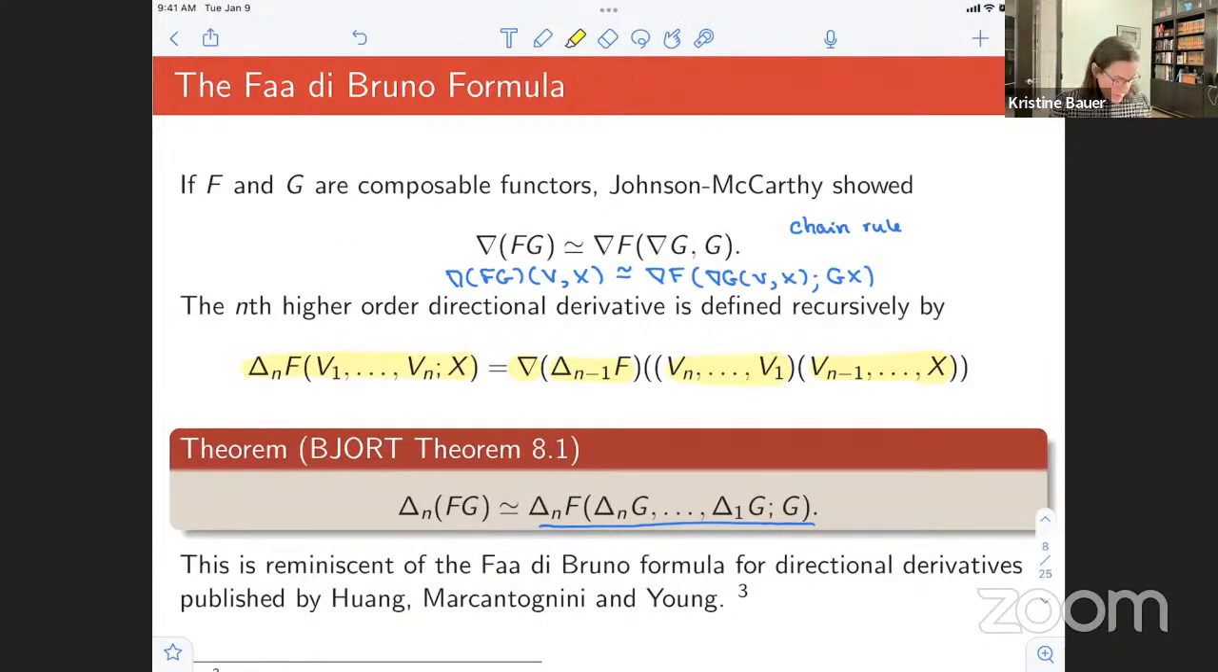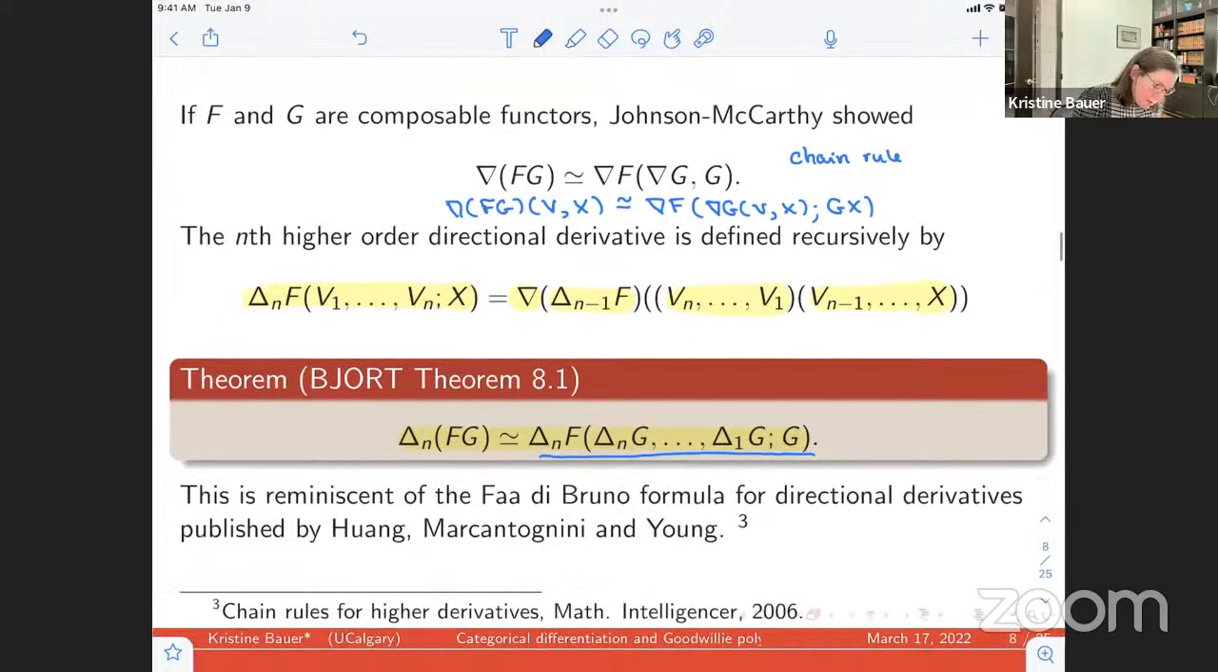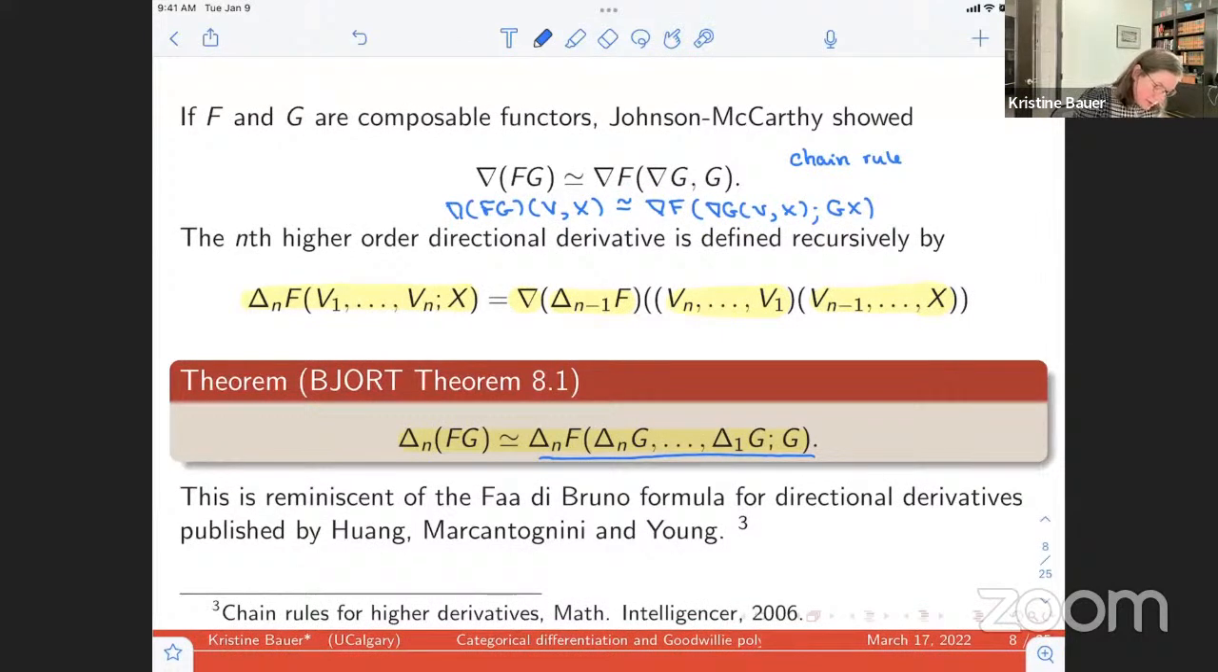And just to summarize what I said before, that thing satisfies this higher order chain rule. And that looks just like a higher order chain rule that you see in regular calculus of functions. So this led us to a question. And down below is the paper of Huang, Mercanti-Canini, and Young, in which you can read this for calculus of several real variables as opposed to functor calculus.